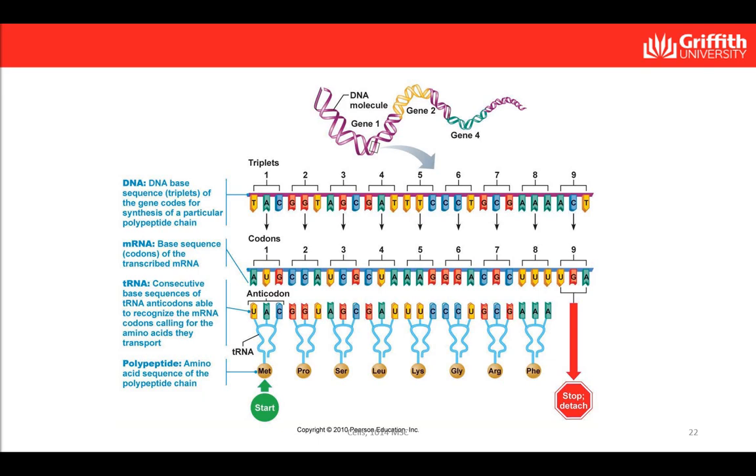Consecutive bases of tRNA anticodons recognize and bind to the mRNA codons, during which amino acids are added to the polypeptide in ribosomes. If you notice carefully, the tRNA anticodon resembles the triplet sequence of the original DNA genetic code, except that the T is replaced with U.